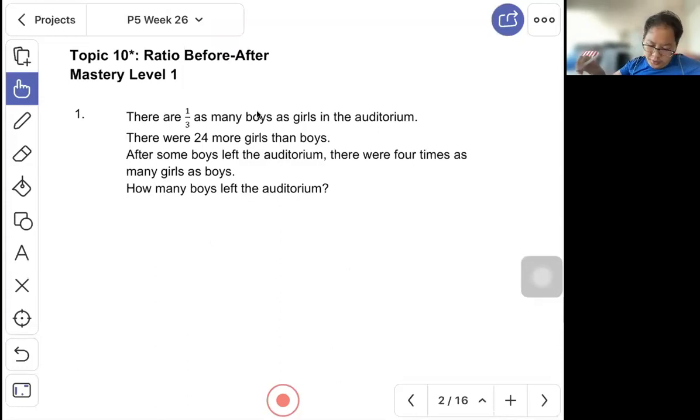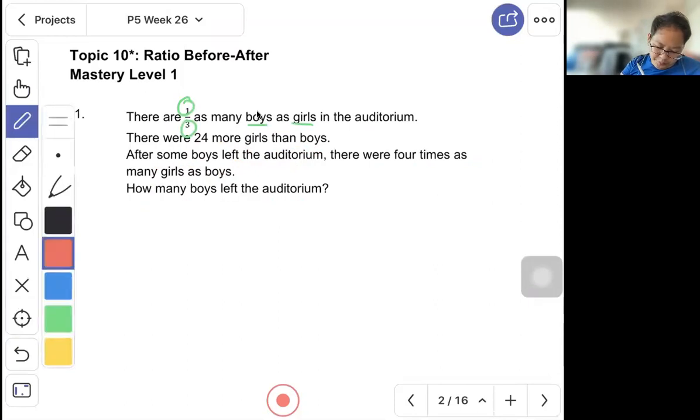Okay, so here it says that there are one third as many boys as girls in the auditorium. That means one unit is the boys and three units is the girls. And there were 24 more girls than boys. After some boys left the auditorium, there were four times as many girls as boys. How many boys left the auditorium?